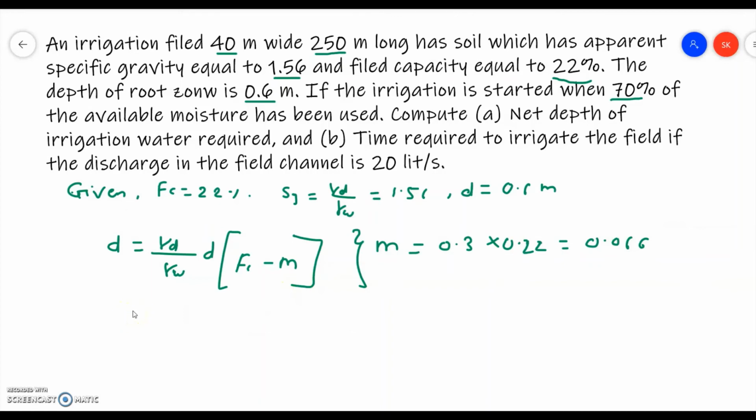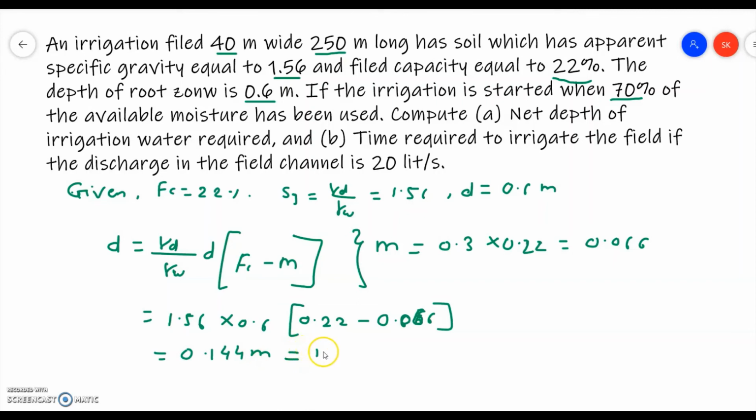So d is equal to γd by γw, which is given as 1.6, root zone depth is 0.6 meter, and FC is 22%, so we can write 0.22, minus 0.066. So we will get d as 0.144 meter, which is equal to 144 mm.